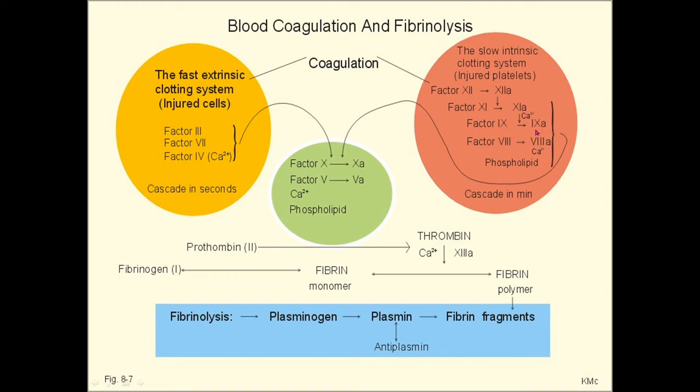Factor 8A, in presence of the calcium ion and the phospholipid, acts on factor 10 and activates factor 10. And this 10A, then factor 5A, calcium ion and the phospholipid cause the formation of the prothrombin activator. And this is the first step where the extrinsic and intrinsic mechanisms differ.